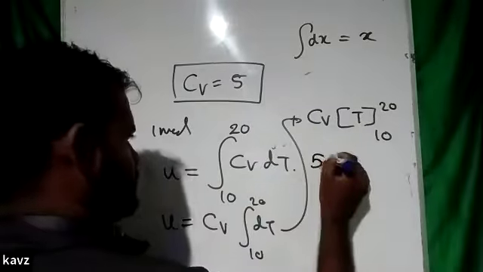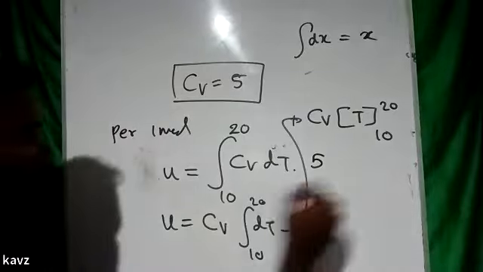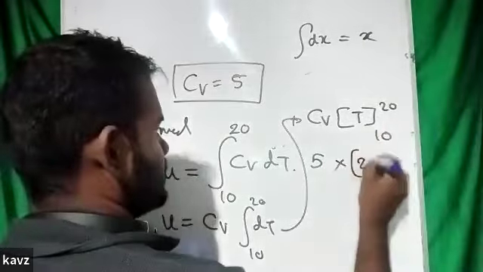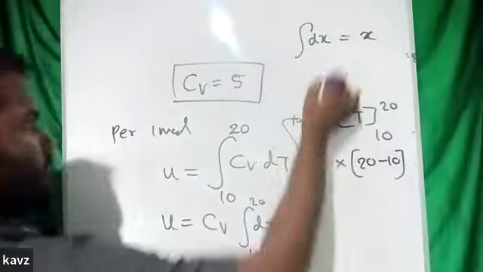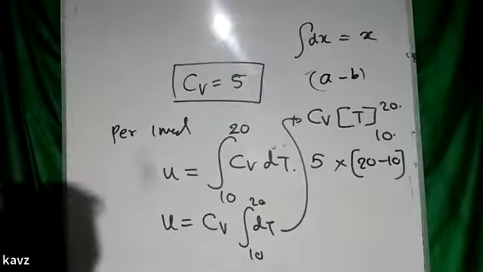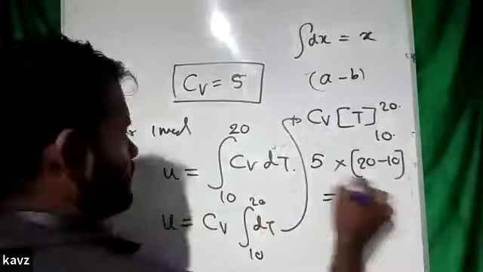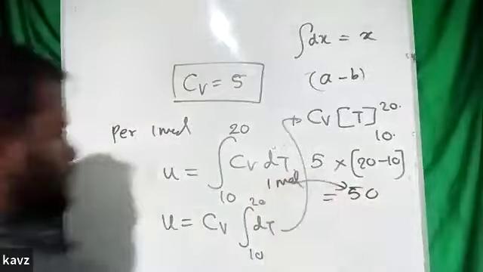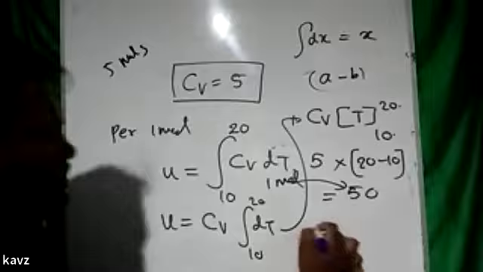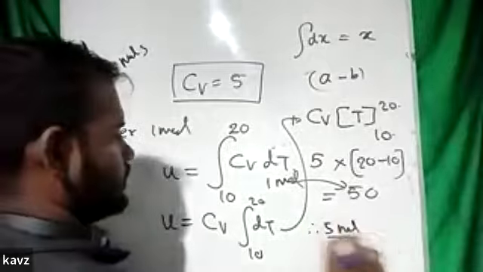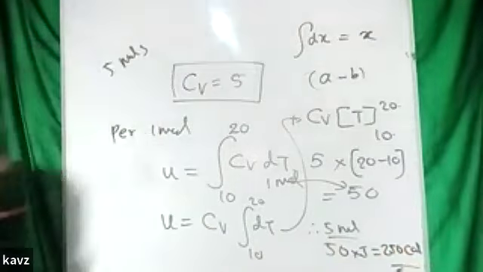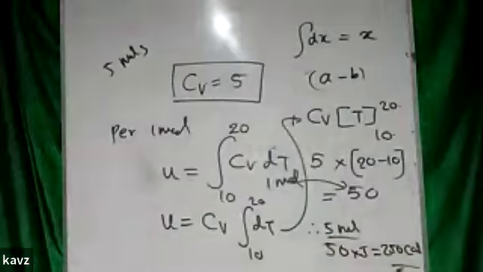So Cv is 5. Cv was 5 in calories. And T, 20 minus 10. You know the answer is A minus B. This is A and this is B. A minus B. So it says 50 for 1 mole. Only for 1 mole. But you know there were 5 moles, so you have to multiply for 5 moles. 50 times 5, 250. The final answer is in calories, because we did not use joules, we used calories.